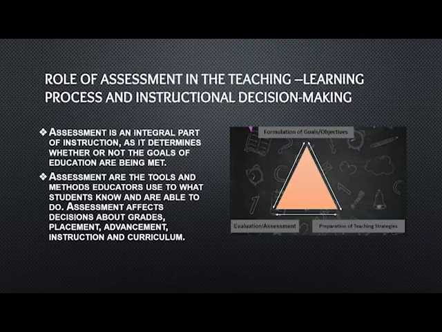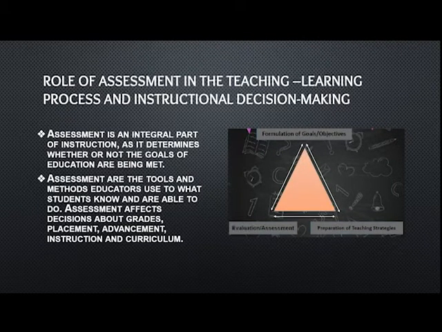Our topic this time is all about the role of assessment in the teaching-learning process and instructional decision making. We all know that assessment is an integral part of instruction, as it determines whether or not the goals of education are being met. Assessments are the tools and methods educators use to determine what students know and are able to do. Assessment always affects decisions about grades, placement, advancement, instruction, and curriculum.